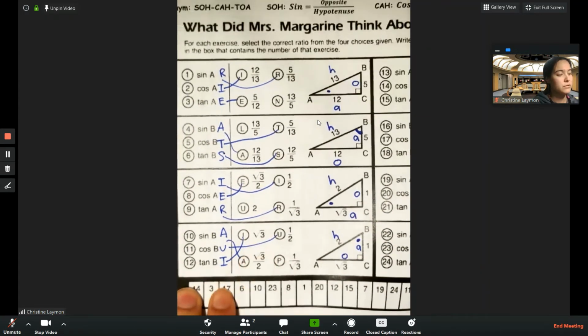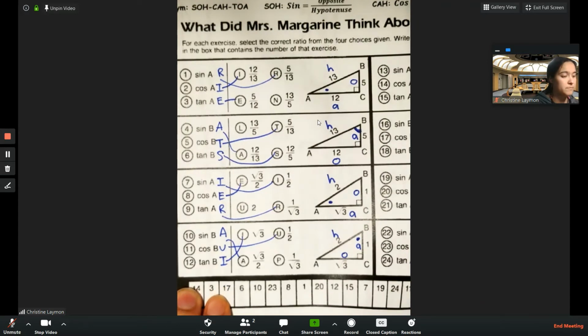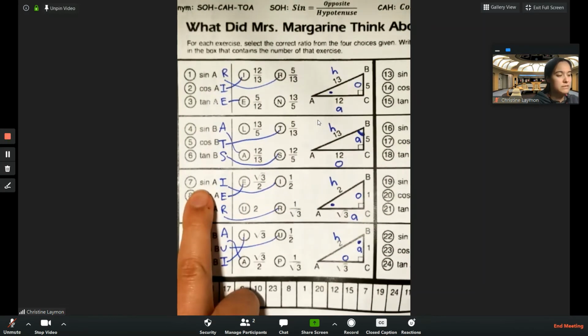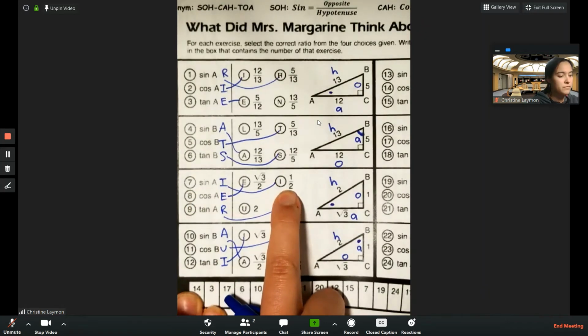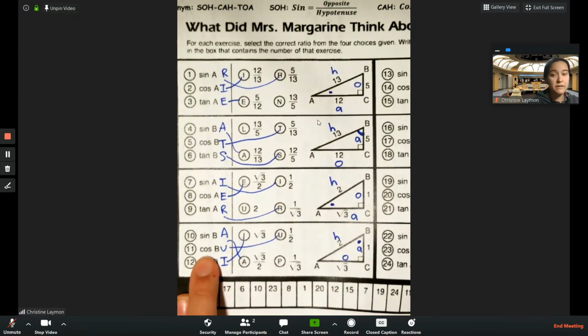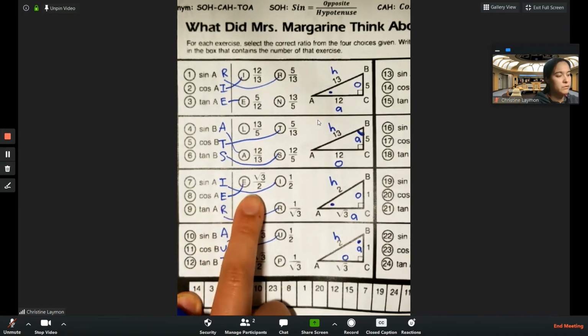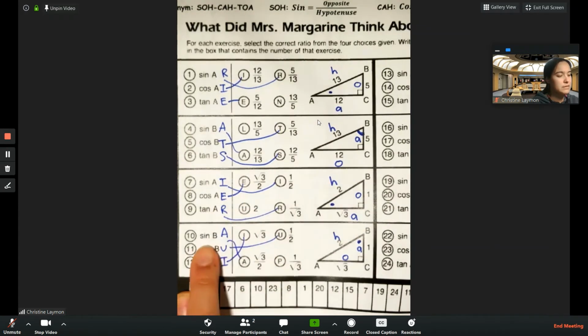Now, something to notice is that when I mentioned how the opposite and adjacent flip-flop, it's the same triangle but a different perspective, this means that the sine and cosine are flopping. So come back up to here. Notice that sine of A was 1/2. Well, cosine of B was 1/2 also. Cosine of A was root 3 over 2. Sine of B was root 3 over 2. So if the triangles are the same, but I'm standing in a different spot, the sine and cosine just flip.